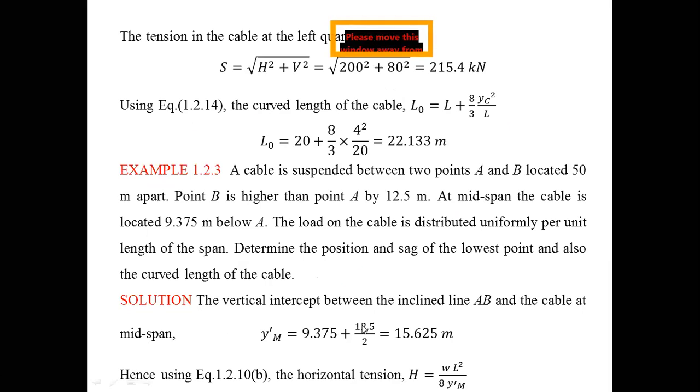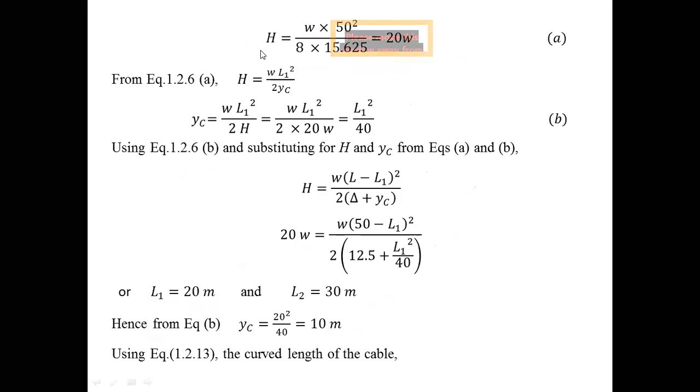See here, y dash m is calculated as 15.625. From this you know y dash m, and it is subjected to a uniformly distributed load. Find the horizontal reaction, WL square by 8 y dash m, and using a very important equation, WL square by 2yc, find yc, the lowest point of the cable, in terms of L1 square. Equating both equations, you eliminate W and find L1 is 20 meters, L2 is 30 meters and YC is 10 meters. This is the solution taken from the analysis of cable.